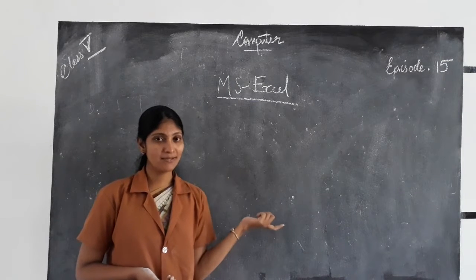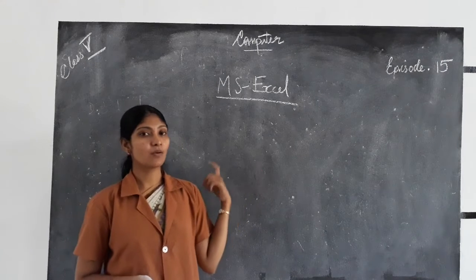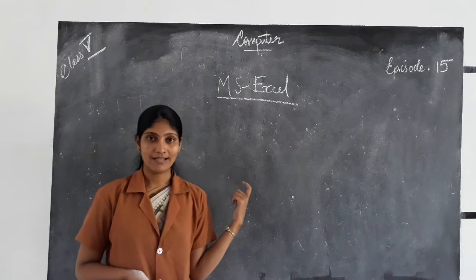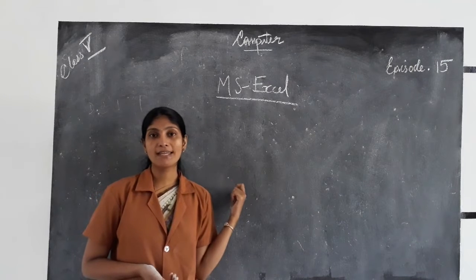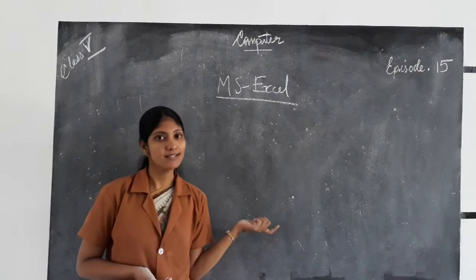Then, this is the place where we enter the data. Each row and column has a cell address. How to make a cell active? By clicking the pointer on that particular cell.